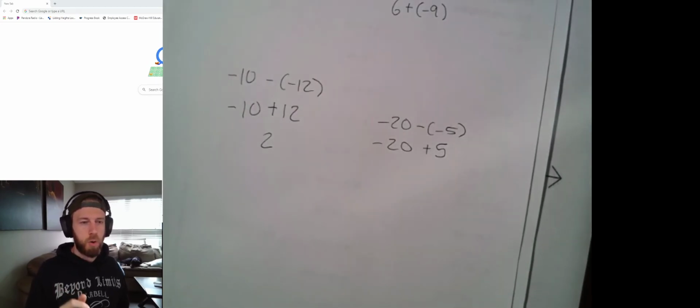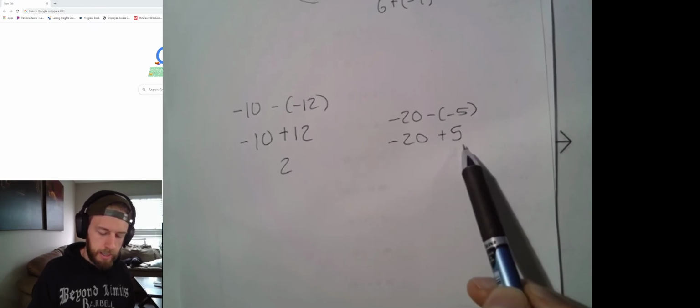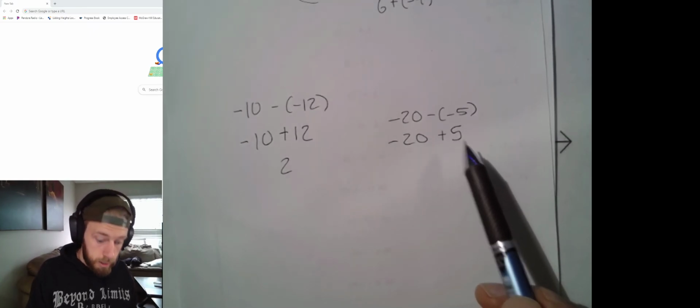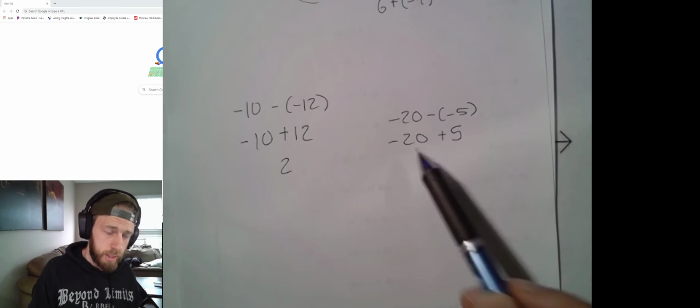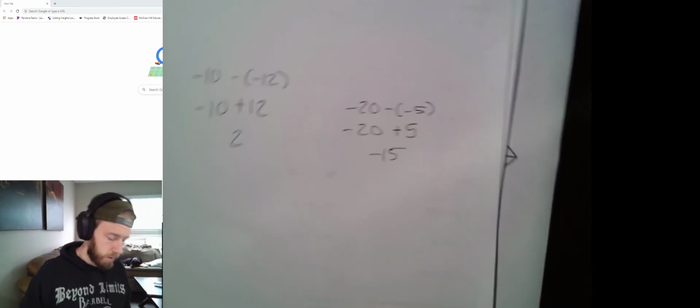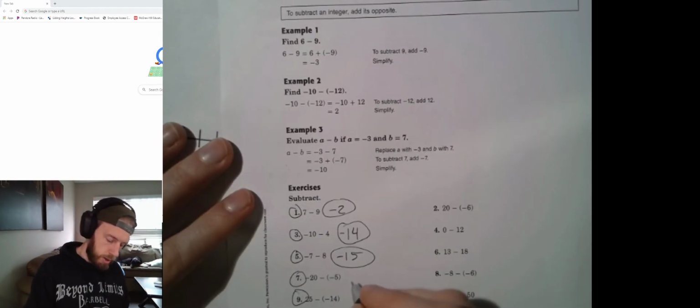Or I could think to myself, the whole good guy, bad guy thing, I got 20 bad guys and 5 good guys. Well, who wins that fight? Obviously, the bad guys win the fight, but by how many? 15. So the answer would be a negative 15 for number 7.